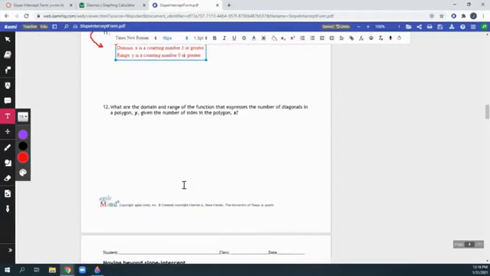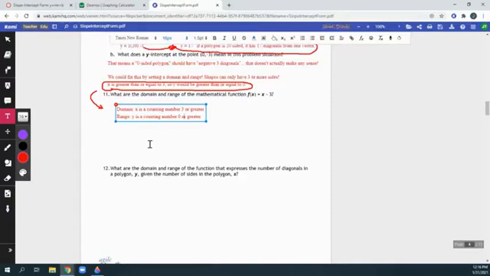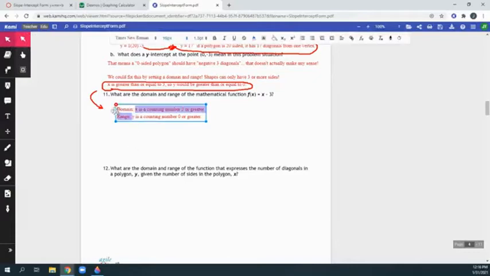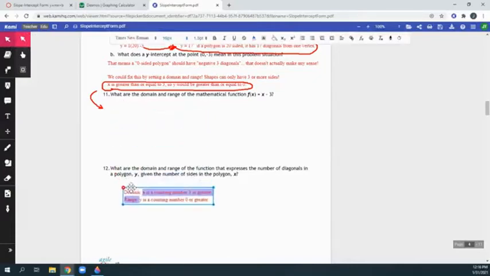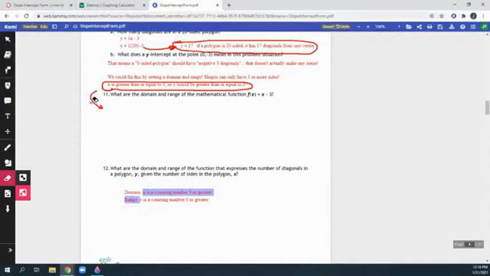That makes no sense. What are the domain and range of the function that expresses the number of diagonals in a polygon, Y, given the number of sides in the polygon, X? I'm misunderstanding how they ask this because I'm new to this text, my friends. This right here is what they're looking for here. Okay, I'm going to erase this. I'm going to make the line longer.